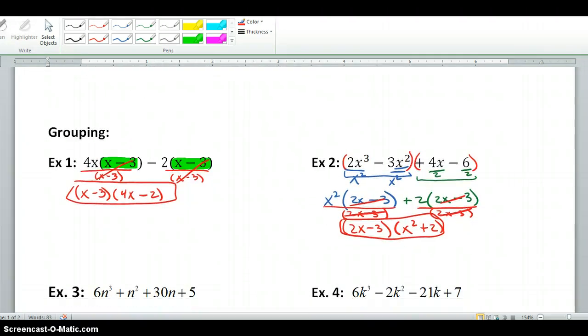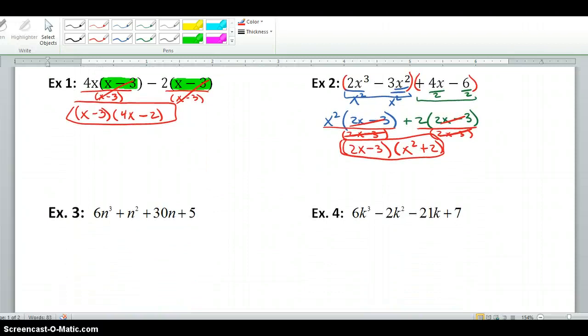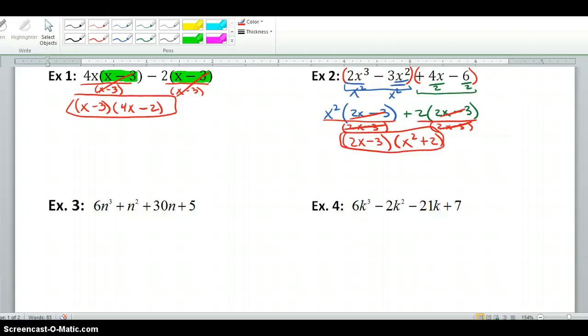Now, we have 2 more examples down below. They work very similarly, but there are some things we have to pay attention to. So example 3 here. Notice again, I have 4 terms. That tells me I'm most likely going to look to factor by grouping. So I group the first 2 terms and the second 2 terms.